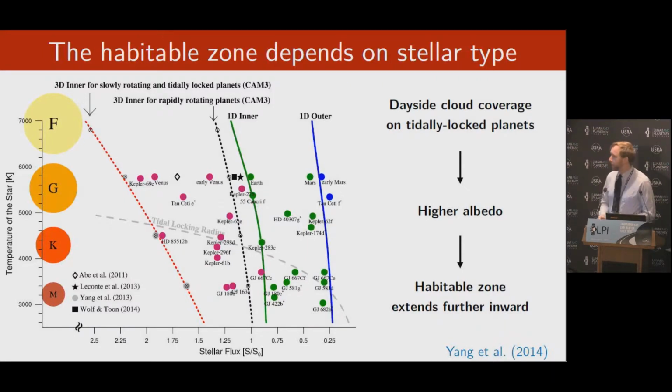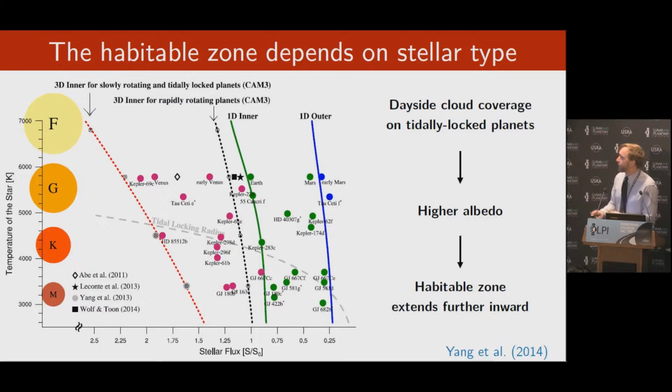So here I'm showing you a classic picture of the habitable zone. The y-axis is the temperature of the star, up is going to hotter stars, and the x-axis is stellar flux, so going to the left is going to higher incident stellar fluxes. And Jun plotted a few different calculations for the habitable zone from 1D models, which are the solid lines, and 3D models, which are the dashed lines.